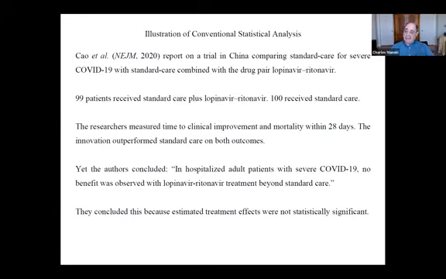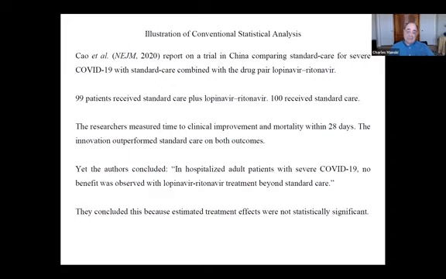There's about 100 people receiving standard care. It's actually 100 receiving standard care, 99 receiving standard care plus the new drug. So a main thing they measure is clinical improvement for patients who live, and then they measure mortality for those who die, mortality within 28 days. Now, if you look at the raw data, the innovation, giving the experimental drug, actually does better than standard care along both outcomes, both clinical improvement and mortality.